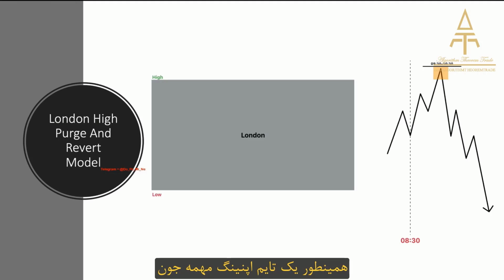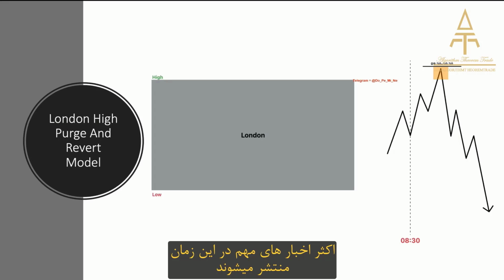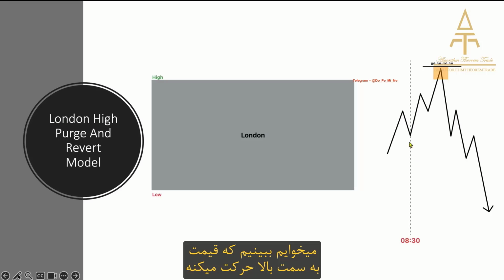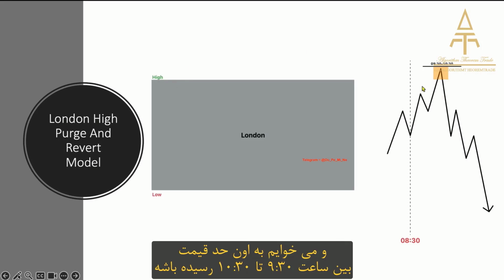It is also an important opening time, by the way, because a lot of high impact news usually originates or gets released around 8:30. What we want to see is that the market begins to trade higher into that buy side liquidity above the London high. We want to see that price level get traded above during 9:30 to 10:30.